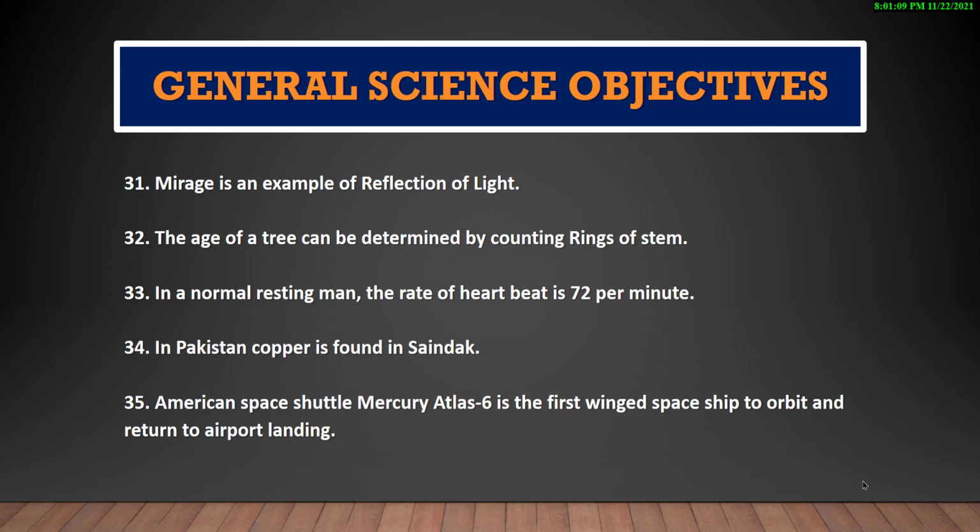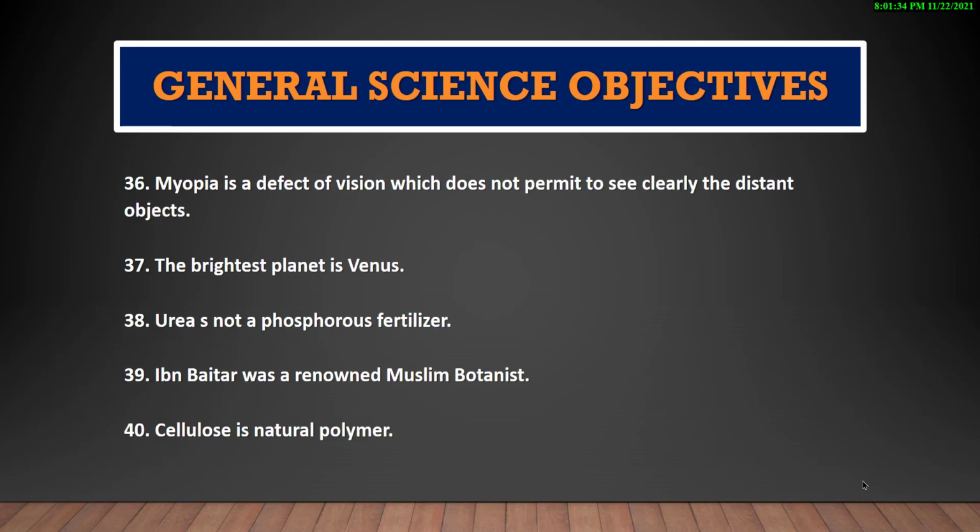In Pakistan, copper is found in Saindak. American Space Shuttle Mercury Atlas 6 is the first winged spaceship to orbit and return to airport landing. Myopia is a defect of vision which does not permit to see clearly the distant objects. The brightest planet is Venus. Urea is not a phosphorus fertilizer. Ibn Battal was a renowned Muslim botanist.